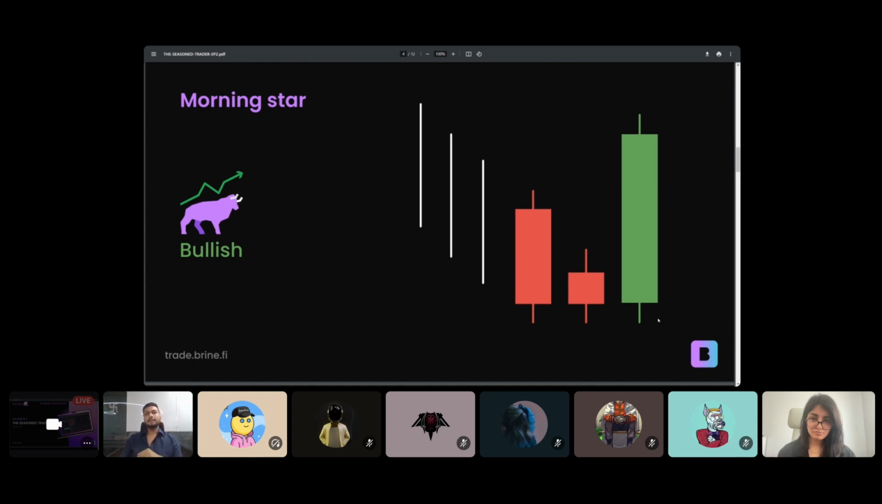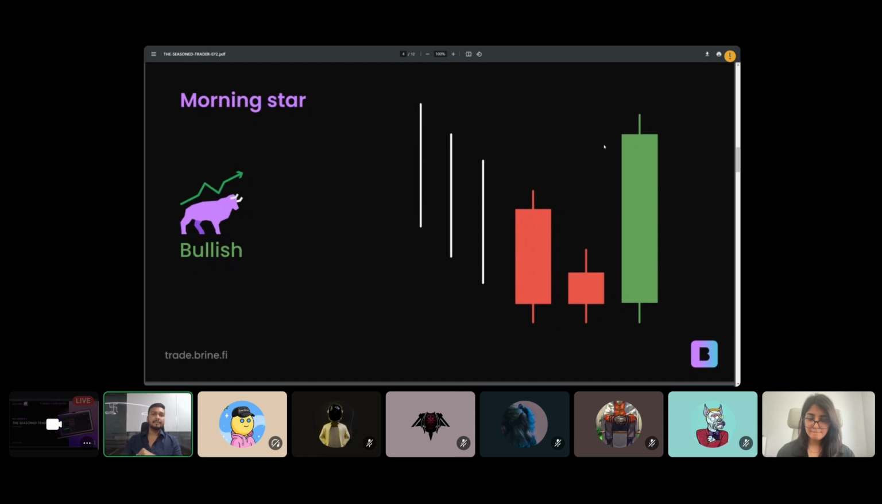Now this tells me that the bears were in control for the past 3-4 sessions, but now after giving a tough fight, the bulls have finally come back, and they have come back stronger. Because if you see, this one candle is way bigger than this candle, and it is covering almost 3 to 4 of the previous red candles in just one candle. So that tells me that although bears were in power, finally there is a shift of power from the bears to the bulls. Okay. Now, how do we include volume in this analysis?